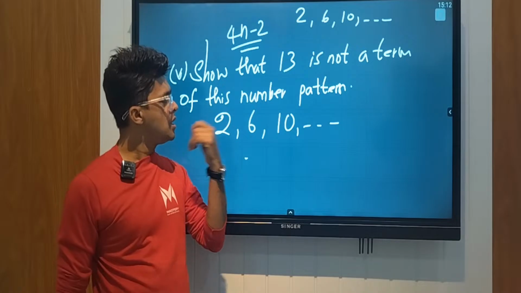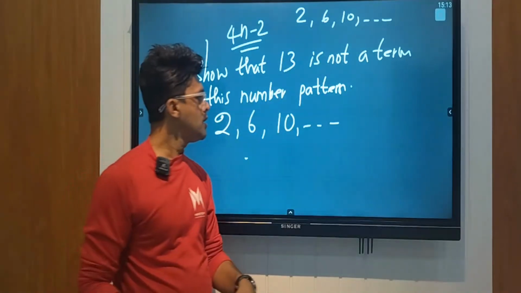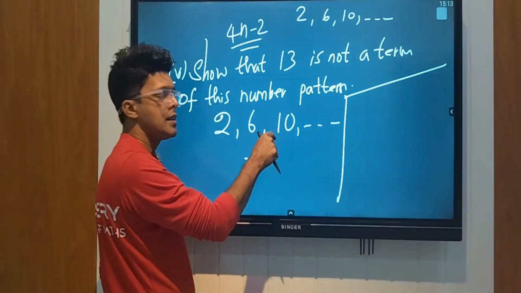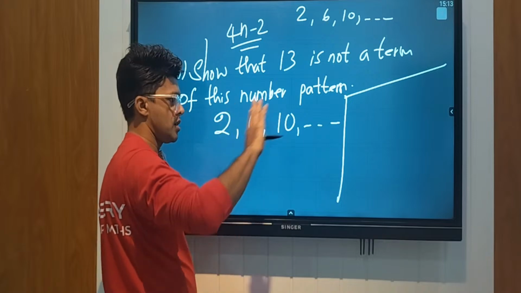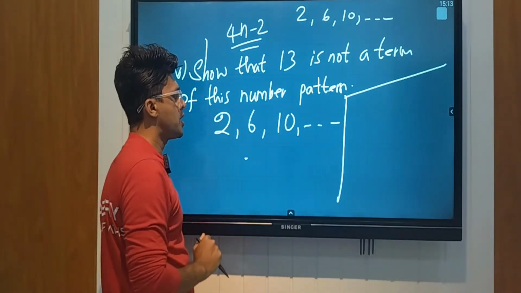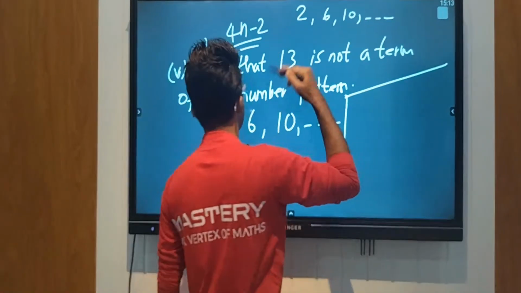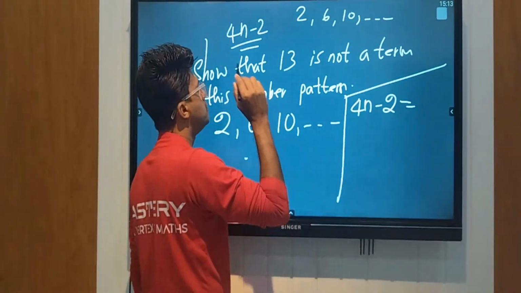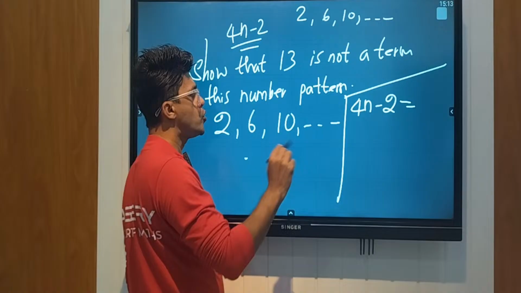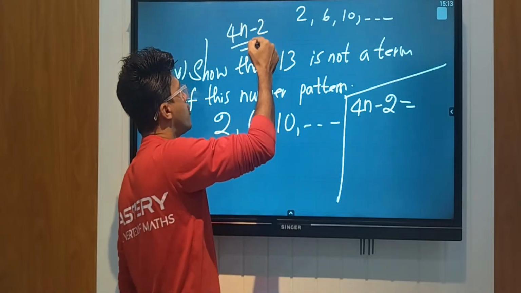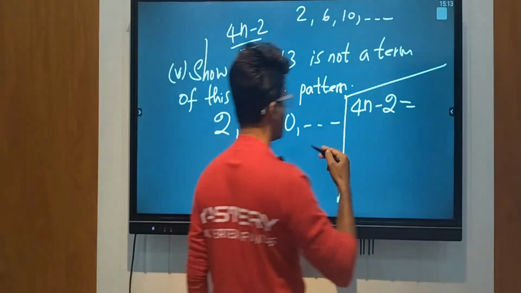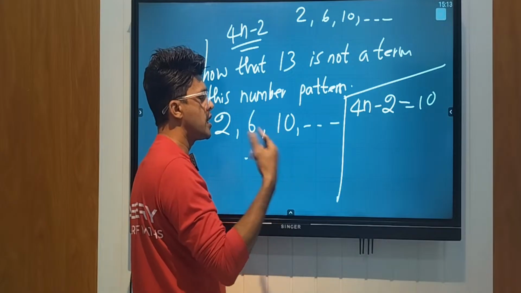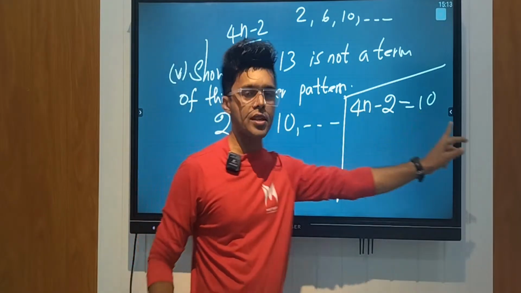Likewise, in this question, I will find which term is 10 here. You know the answer for this one: first term, second term, third term. In order to get which term is 10, I am setting up an equation using the general term. The general term is 4n minus 2. 4n minus 2 equals 10. We know the answer of this one, that is 3, right?